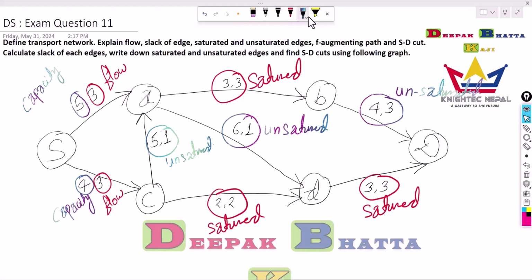So move on to the next part, the augmenting path and the S to D cut. Okay.